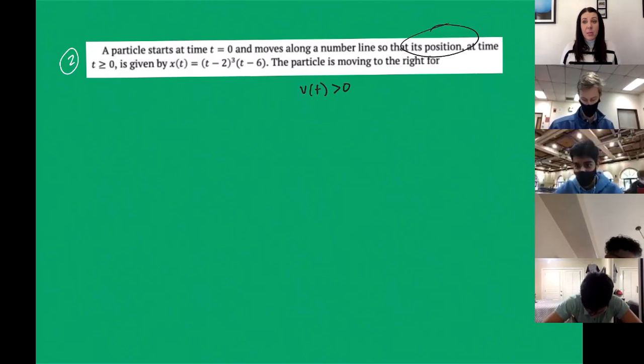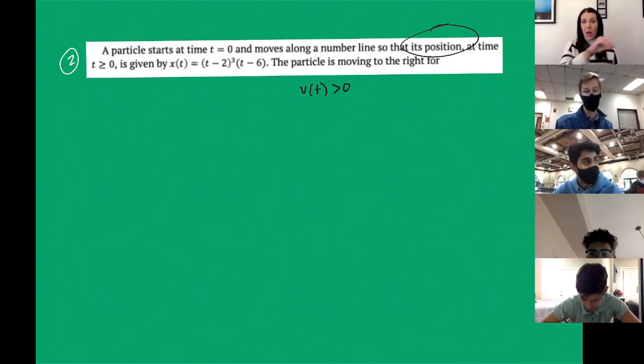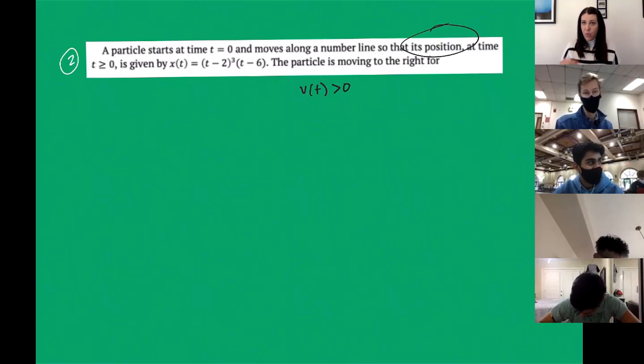If position is positive, that just tells me I'm over here on the right side. It doesn't tell me where I'm moving, right? So position being positive just tells me where I am. It doesn't tell me the direction that I'm moving. Velocity being positive means I'm moving to the right. Okay, so what we need to find is velocity.